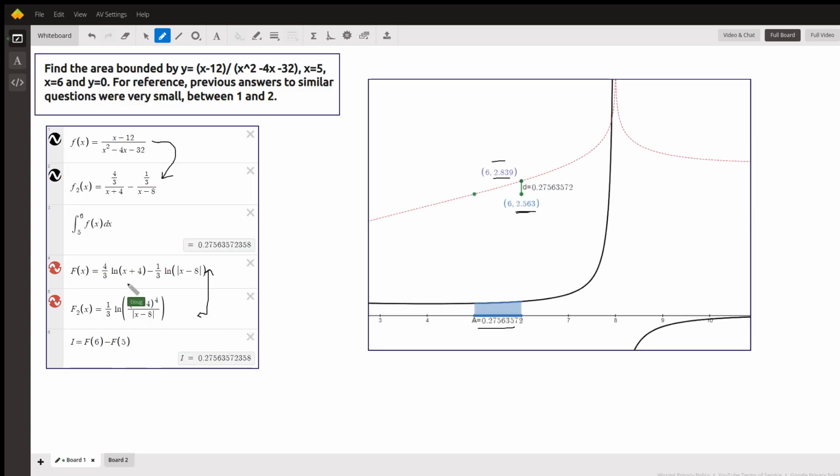Okay, and of course you can use properties of logarithms to rewrite this way, but F of 6 minus F of 5 gives you the same value as Desmos does when you just evaluate the definite integral from 5 to 6. There you go. And your answer is between 1. Well, no, it isn't. It's less than 1, 0.2756. So this is a very small area right here.